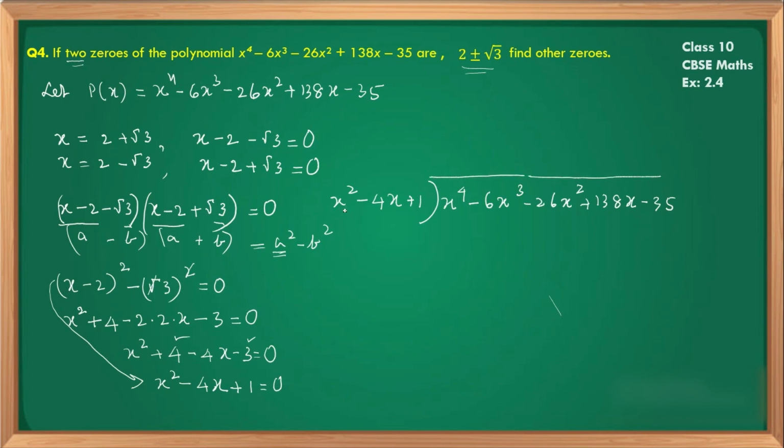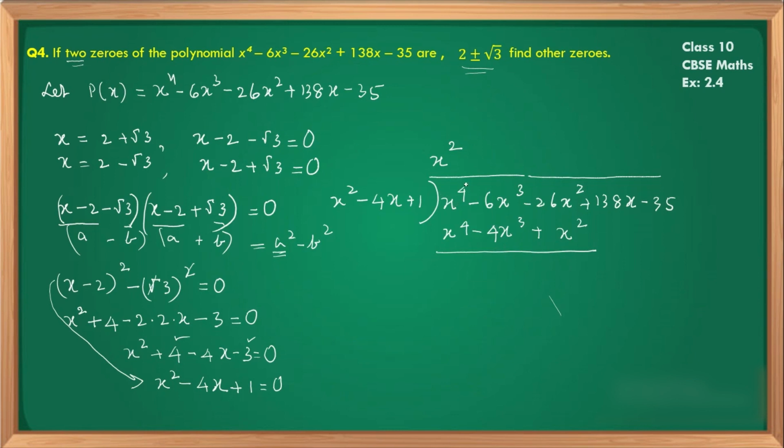We have x square here and we want x to the power 4. Naturally we multiply with x square. You get x to the power 4. Rest x square into minus 4x gives you minus 4x cube. And then 1 into x square gives you x square. That is here, plus x square. You have to make sure to write down exactly below the respective column.